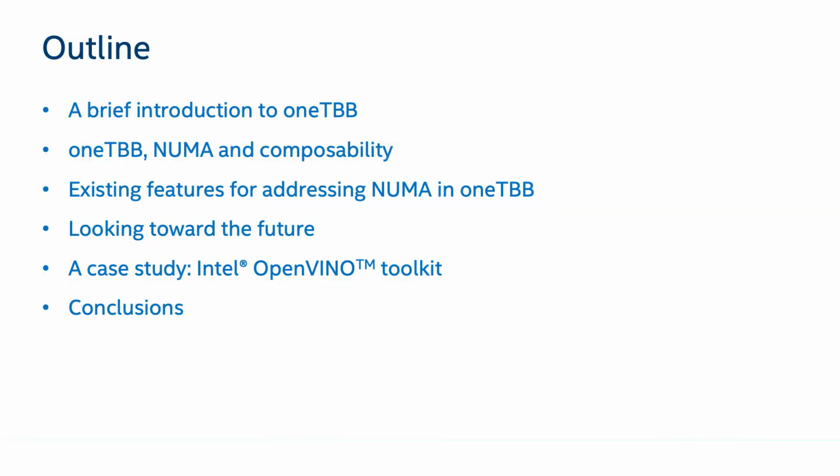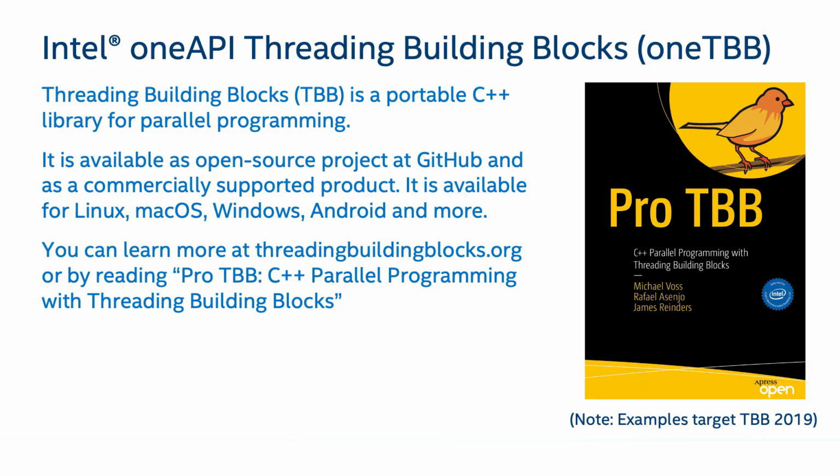I'll then talk about existing features that are already there in the library today that you can use for NUMA, and then I'll talk a little bit about some planned features that should be available soon, and then I'll give a short case study of using these new features for NUMA tuning in the OpenVINO toolkit. Then I'll make some conclusions.